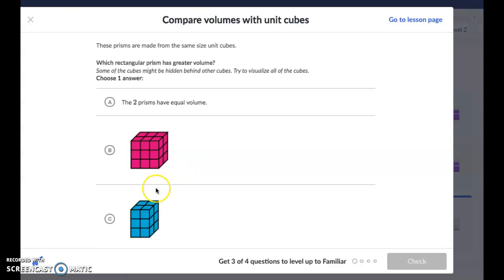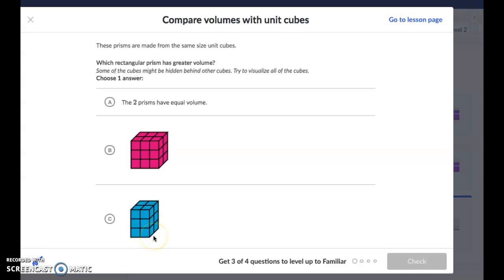Now, unfortunately, I can't write on the screen, so we're going to have to do this in our heads as we go. So the volume here is going to be, because that's our length times width times height. So 3 times 2, which is 6, and then we have to times that by the height. So that's 1, 2, 3. So 6 times 3. So our volume here is 18.